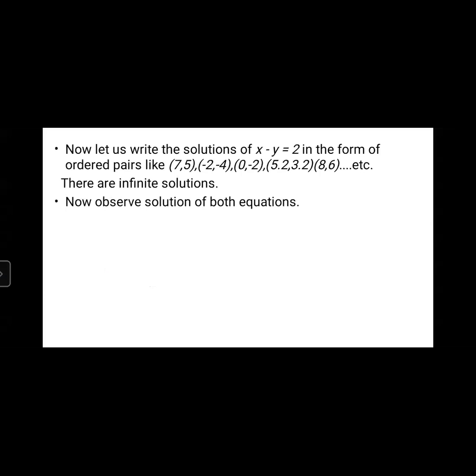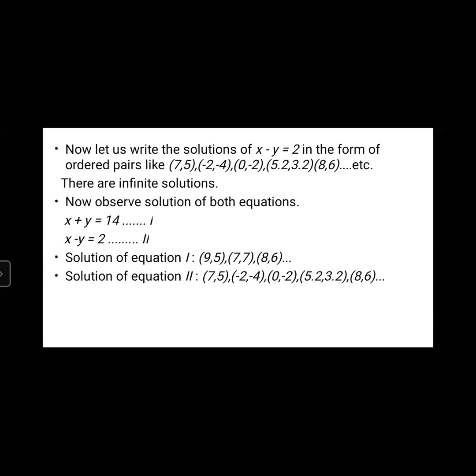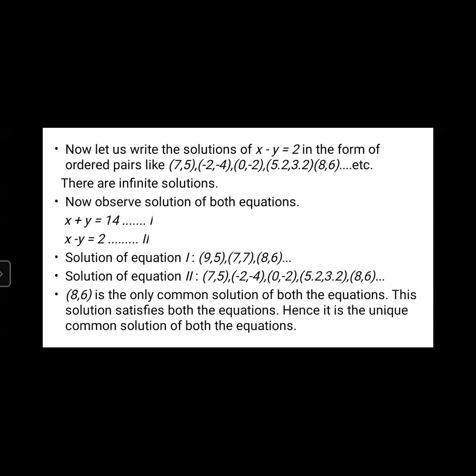Now you have to observe the solutions of both the equations. x plus y equal to 14 is your first equation. x minus y equal to 2 is your second equation. Solutions of equation 1 are (9, 5), (7, 7), (8, 6), and so on. Solutions of equation 2 are (7, 5), (-2, -4), (0, -2), (5.2, 3.2), (8, 6), etc. So here you can see (8, 6) is the only common solution of both the equations. This solution satisfies both the equations as it is the unique common solution.